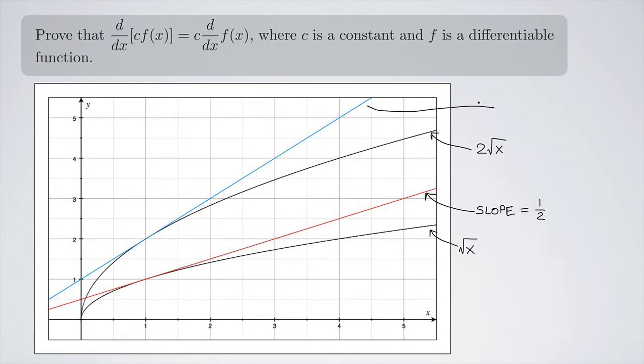How much larger? Well, if we follow the rule that we're trying to prove, the constant can be pulled outside of the derivative. Remember, the derivative is the slope of the tangent line, so really it should be 2 times this, and in fact it is. It's 2 times a half, which is 1. So it makes sense with this specific example if we look at it graphically, but this is not a proof. Let's try and do a proof.